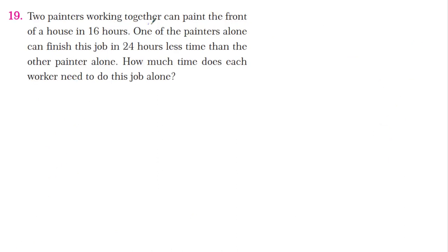Two painters working together can paint the front of a house in 16 hours. One of the painters alone can finish the job in 24 hours less time than the other painter. So let's say the first painter paints it in X hours, the second painter paints it in Y hours. Let's say the first painter is the faster one, that means Y minus 24.